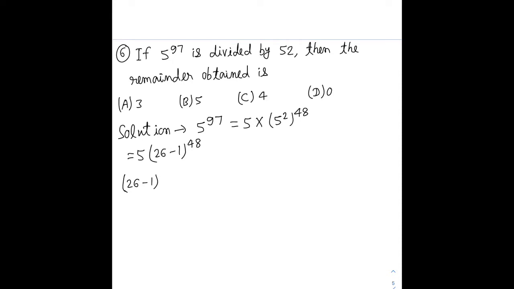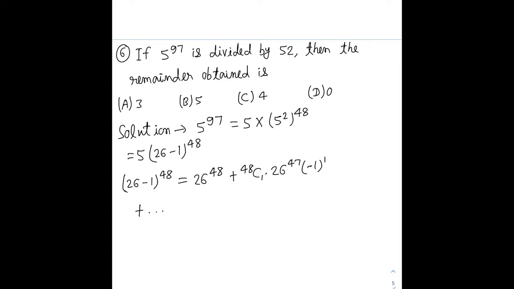If you apply the binomial theorem, you will get the first term as 26 raised to power 48, right? Next you will get 48C1 26 raised to power 47, and then minus 1 raised to power 1. Or you can also say that alternate terms will have negative sign. Like this you will be getting all the terms.